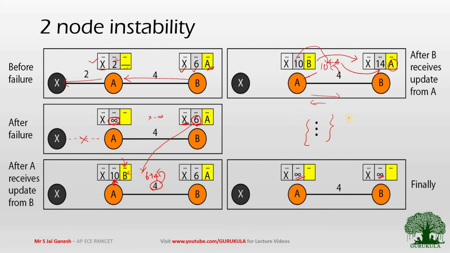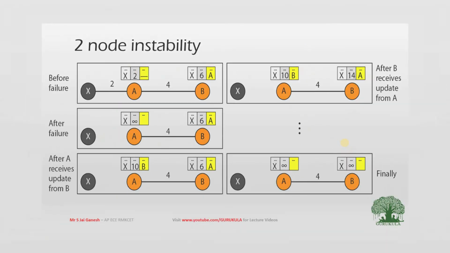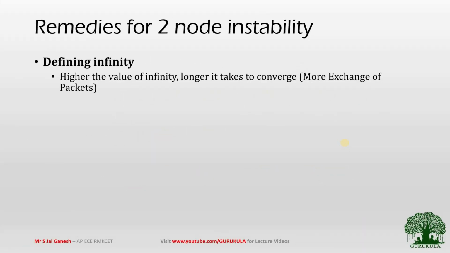During this period the network is unstable. A and B keep on exchanging their values, and it will take much more time to settle down, or in technical terms we can say that it will take much more time to converge, to get to know that X has been detached from the network. And this problem is what we call the two node instability problem. And when there is a problem, obviously there will be a solution. There are three remedies that we can use for coming out of the two node instability problem.